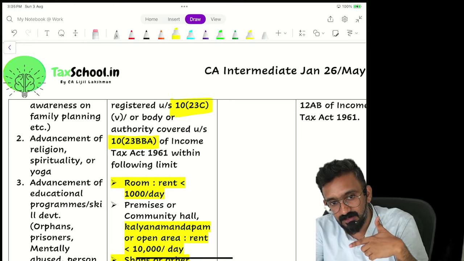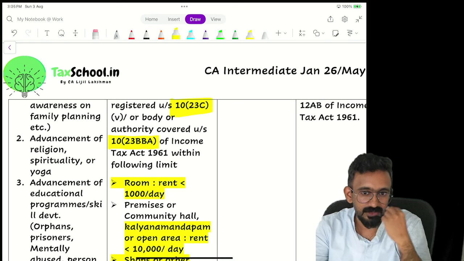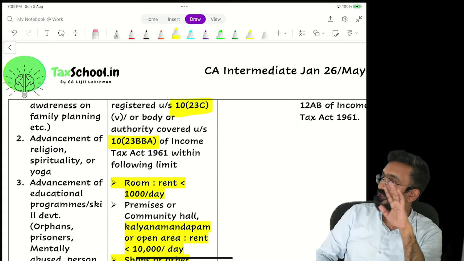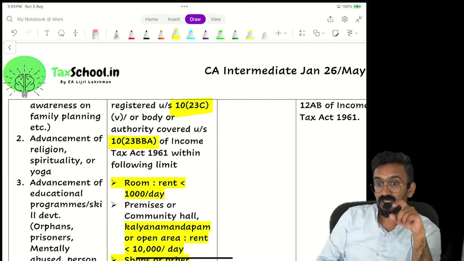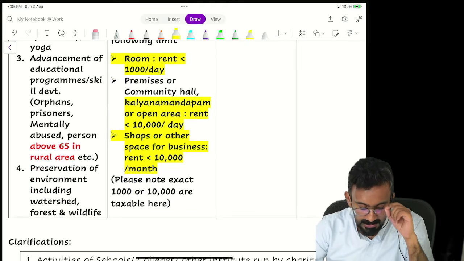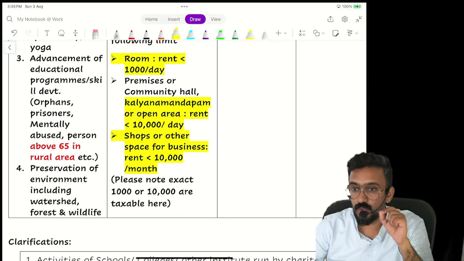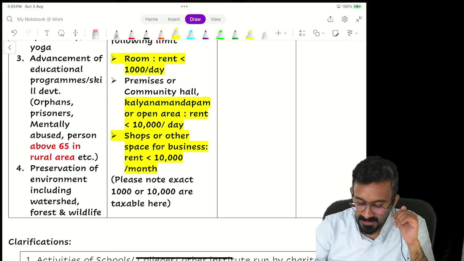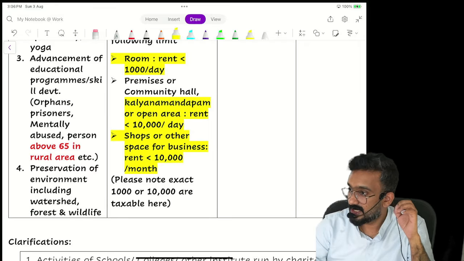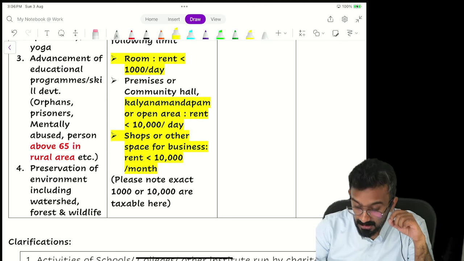But can the space be away from their religious place? No, it should be in the precincts. That's the word I've used. Then, will they get exemption with any amount of rent that they collect? No. The rent has to be within a limit. What is the limit? It depends upon whether it's a room, community hall, kalyana mandapam, open area, or shops and other places. If it is a room, it should be less than 10,000 per day. For premises, community hall, kalyana mandapam, open area, rent should be less than 10,000 per day. And if it's shops or space of business, it should be less than 10,000 per month.